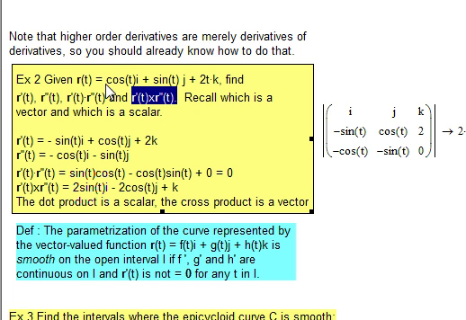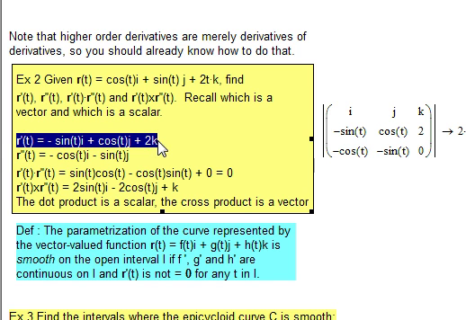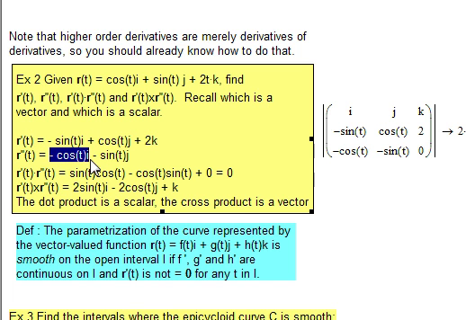So r prime of t, well, the derivative of cosine of t is negative sine of t, so it's negative sine of t i, and the derivative of sine of t is cosine of t, so it's plus cosine of t j, and the derivative of 2t is 2, so we got 2k. Easy. The second derivative will be the derivative of the first derivative, and so the derivative of negative sine t is negative cosine t, so we got negative cosine t i. Derivative of cosine t is negative sine t, so we got minus sine of t j. Derivative of 2 is a constant, so we could say plus 0k, but usually I don't bother to write that.